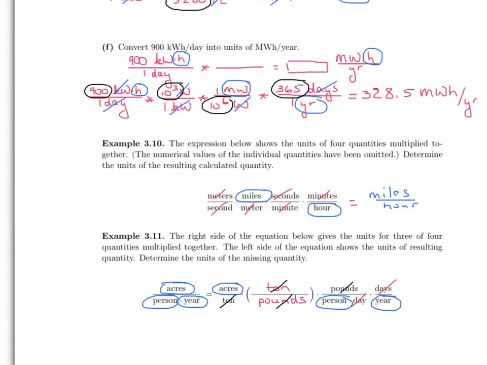And so when we're all done, we will have an equation that has units of acres per person per year on the left side and acres per person per year on the right side. So again, this is a really important point. The units on the left side of an equation have to be the same as the units on the right-hand side of an equation once all of the units have been simplified and any common units have been canceled out.